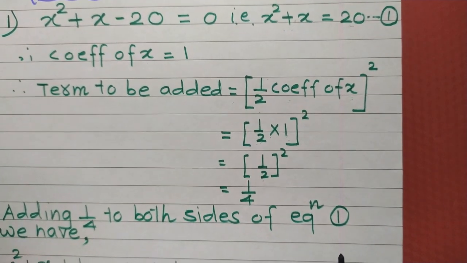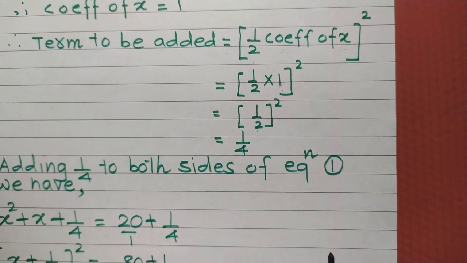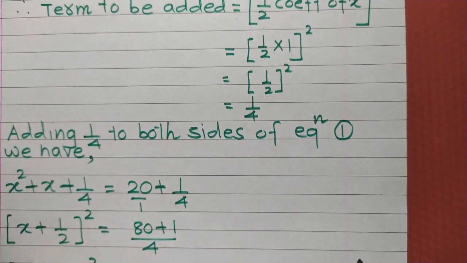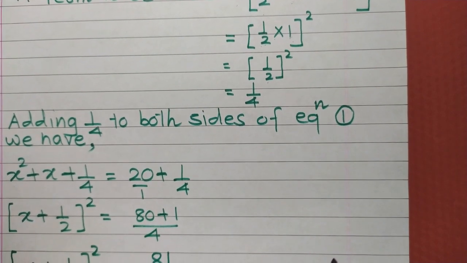So we have to add 1 upon 4 to both sides of equation 1. Here I have x square plus x is equal to 20, which was our equation number 1. So I have to add 1 upon 4 to both sides, and here I have added 1 upon 4. After adding them, this side becomes a complete square, because our method's name is completing the square. How to find the square?